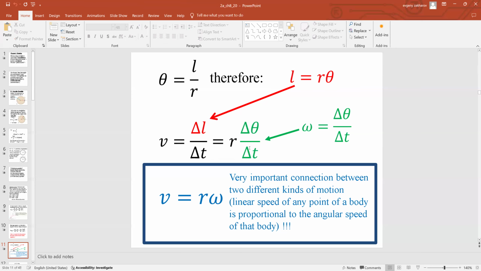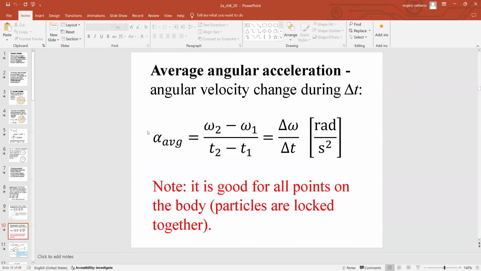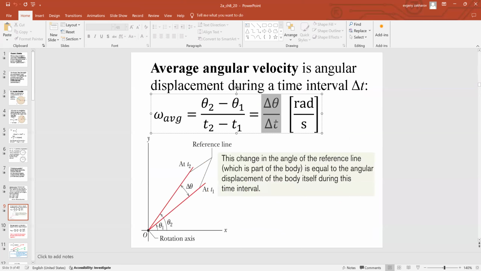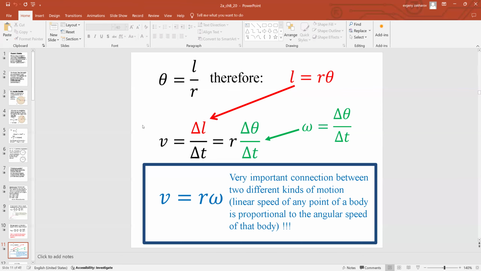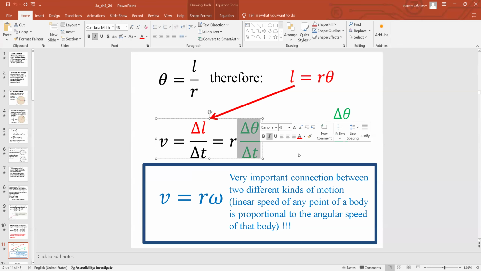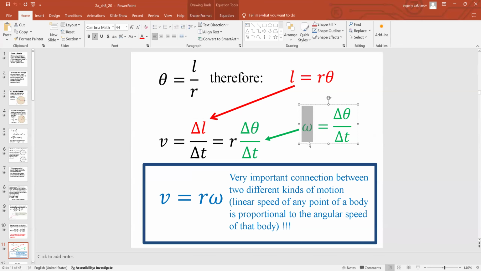And what is delta theta over delta t? It is the definition for angular velocity. So all of a sudden, your linear velocity gets the connection to angular velocity. So v is r omega. And it turns out that this interconnection is very important, and a lot of problems will be solved using this interconnection.